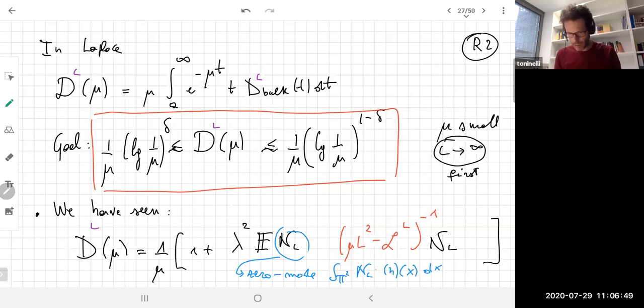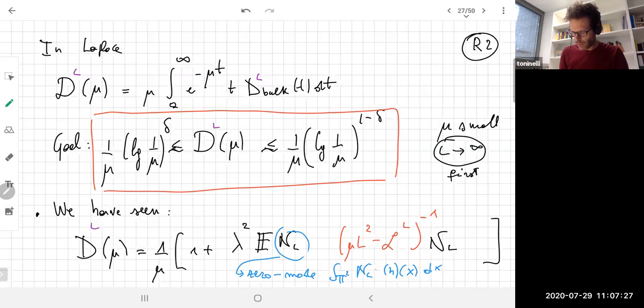Okay, so good. Now the precise goal is to prove that as this parameter mu goes to 0, which corresponds to large times, this Laplace transform behaves like 1 over mu. 1 over mu would correspond to the case where D were just constant. So 1 over mu times a logarithmic correction, log 1 over mu to the power 1 minus delta, or 1 plus delta, according to whether you want an upper or lower bound. And again, we want to have this for mu small, but first we will take L to infinity. So we take the limits in this order.